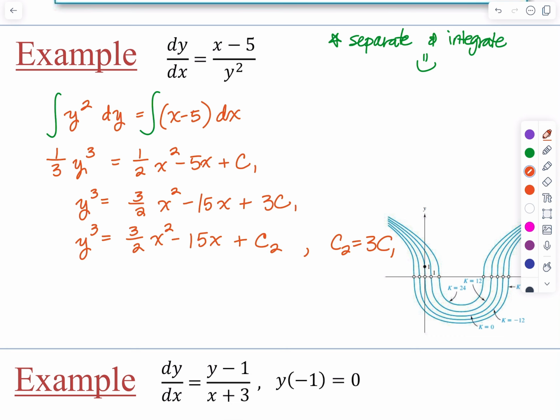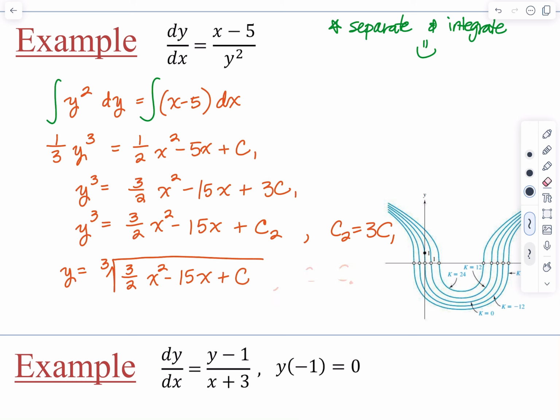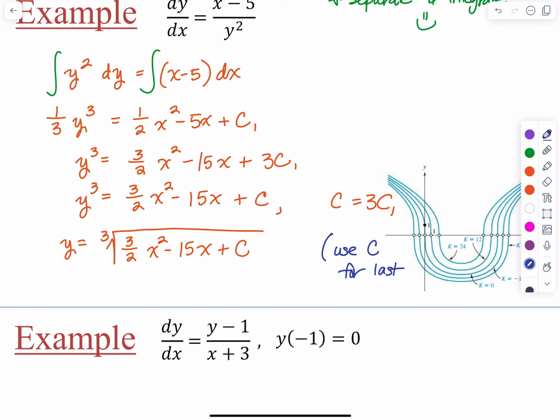And now all we have to do is take the cube root of both sides. So y is equal to the cube root of (3/2 x squared minus 15x plus c). And of course, c is that second constant that we have. So what we could actually do is get rid of that second one and just call that our c, since that is going to be our last constant. So we usually use c for the last constant, or for the constant in our solution.